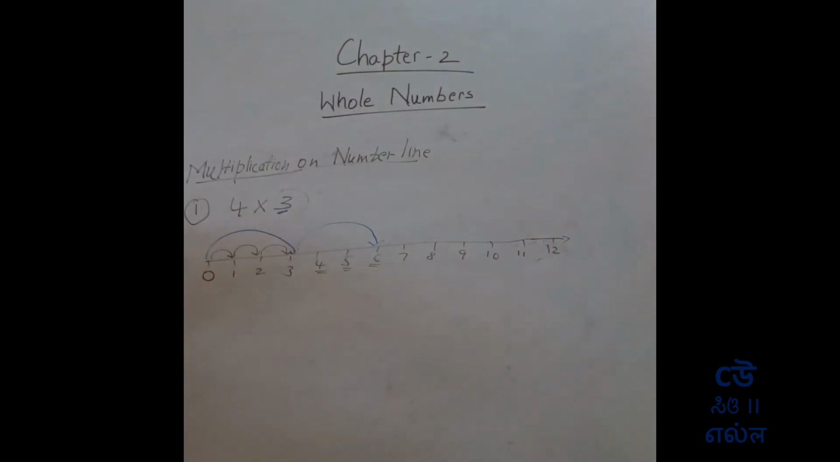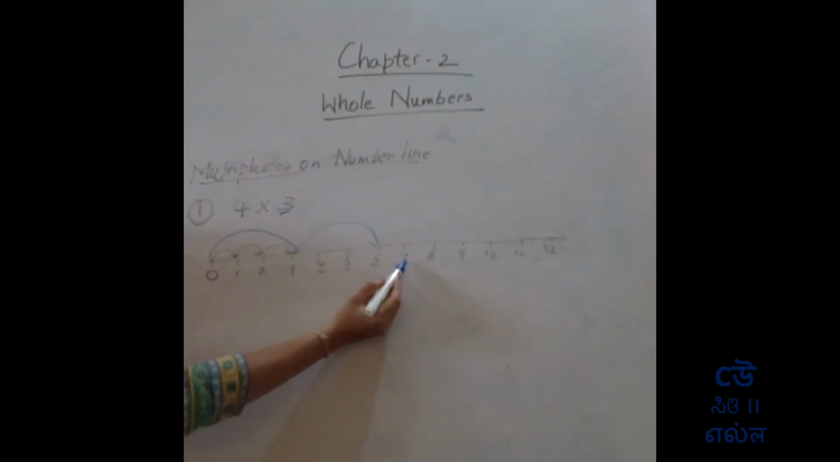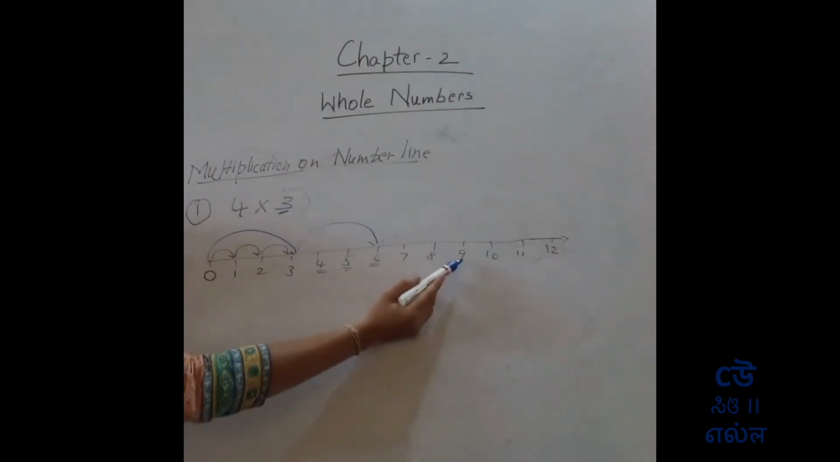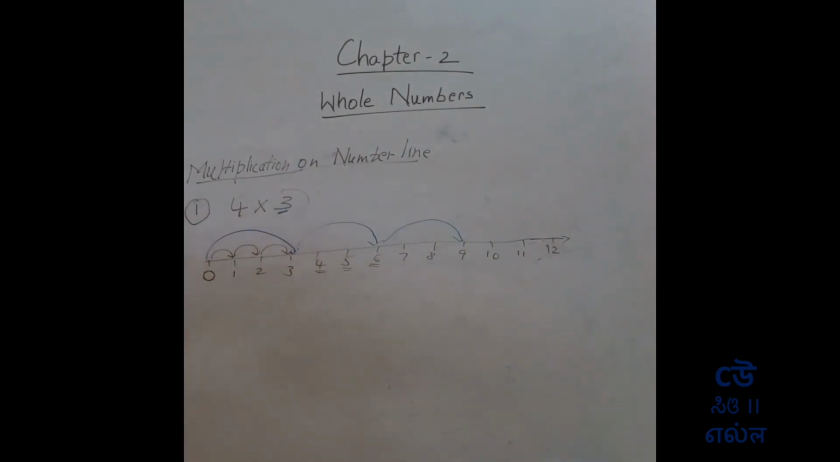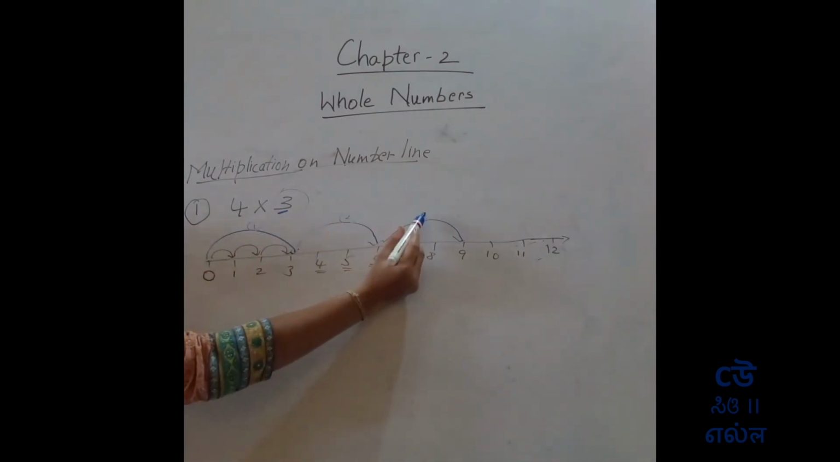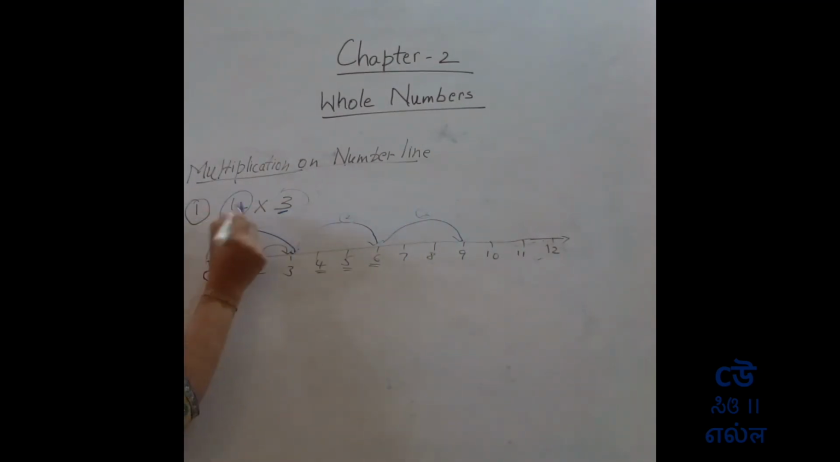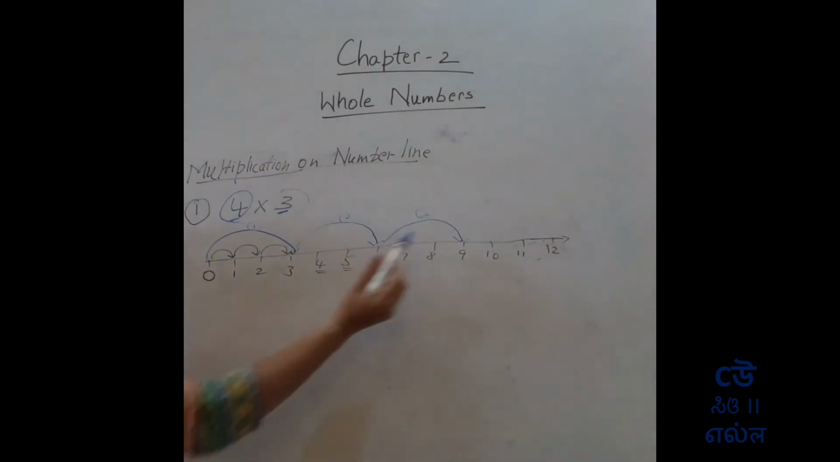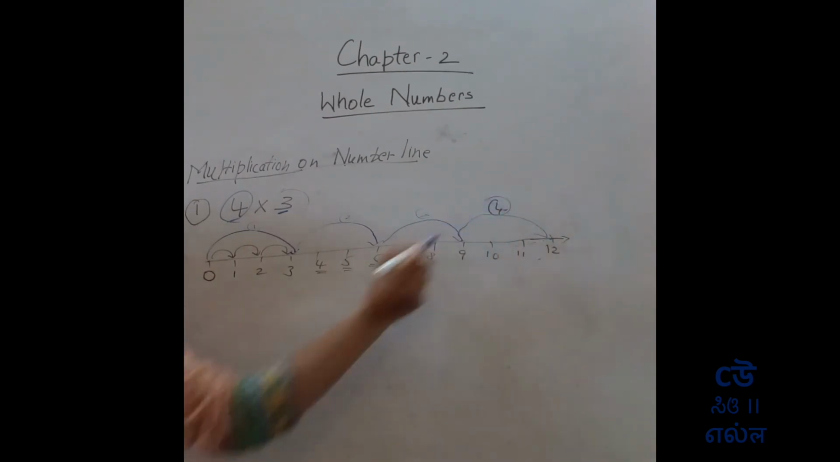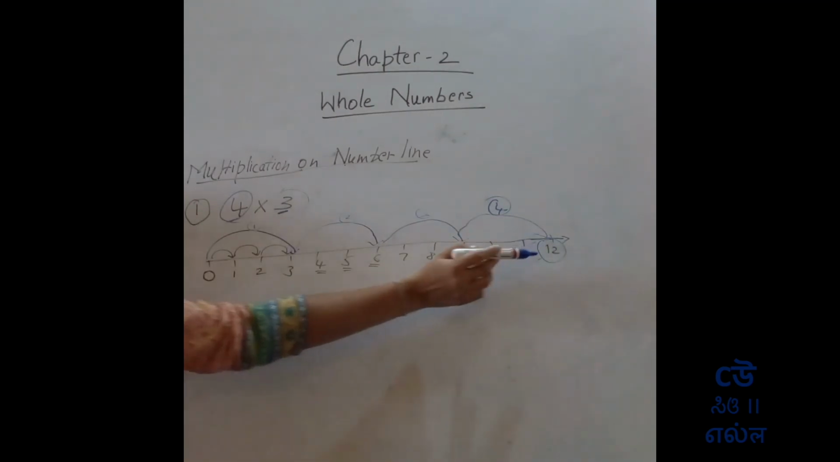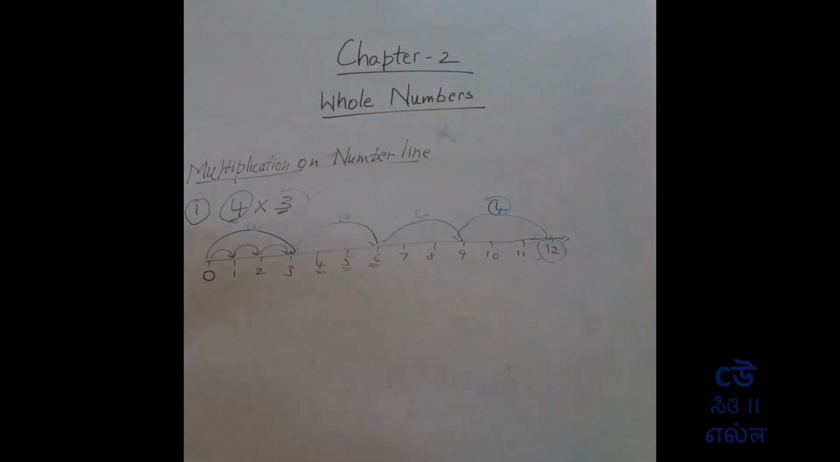Next it will go to 6. From 6 you count 3 numbers, 1, 2, 3. It ends at 9. So next 3 numbers we jumped. We have to jump 4 times: 1 time, 2 times, 3 times, 4 times. So what is the answer we got? We got 12 as the answer. So 4 into 3 is 12.